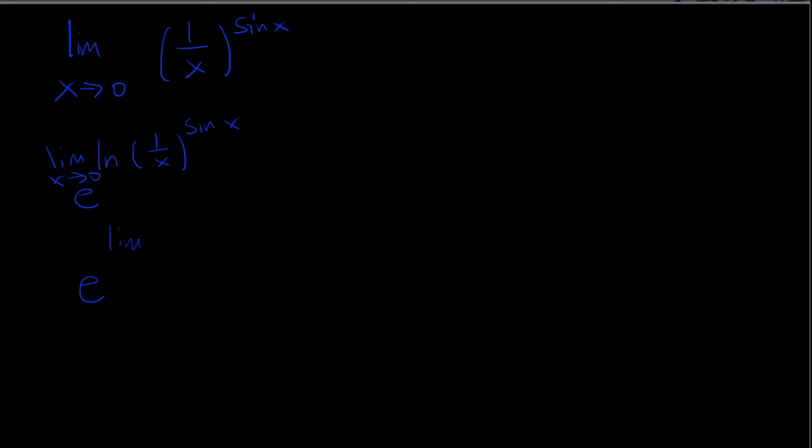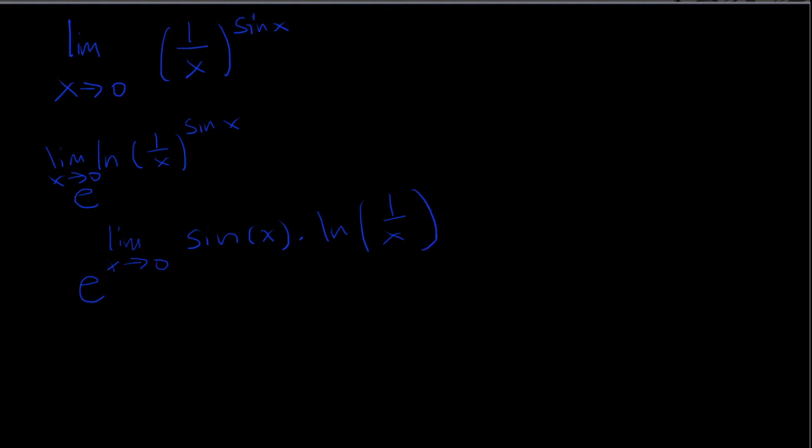I want to find the limit as x approaches 0 of 1 over x raised to the sine of x. The way I'm going to do this is by rewriting it as e to the limit as x approaches 0 of ln of (1 over x) to the sine of x. The sine of x is going to come in front of the ln, so it's sine of x times ln of 1 over x.